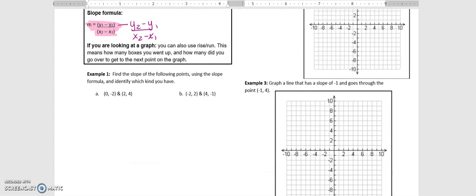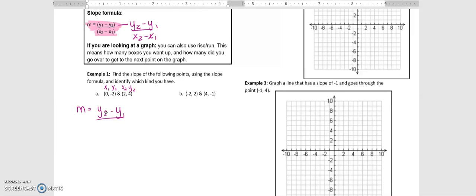So where do I get x1, y1, x2, y2? Well, that comes from the coordinate. The very first number that I see is my x. That's going to be x1 because it's the first x I see. The second number I see is y, so that's y1. As I go through the points, that just becomes x2, y2. If there was a third point, that would be x3, y3, and so on. So when I plug that into the formula, I'm just going to plug in the numbers.